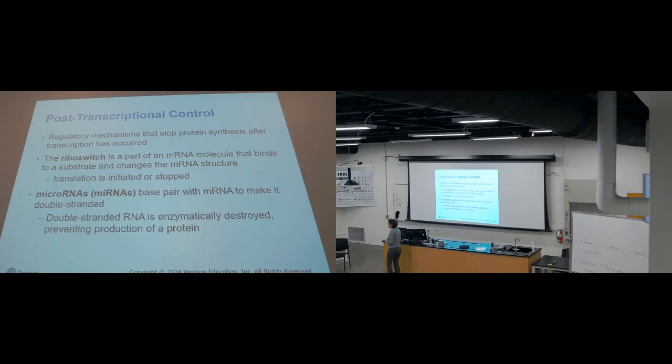And then you have also something that is called post-transcriptional control, in which you will have these stop proteins that will be transcribed, and this will be essential for the downregulation of transcription. We have riboswitches, which are part of the messenger RNA, that will bind to molecules that are called microRNAs. So these microRNAs are important to destroy messenger RNA that doesn't need to be translated.